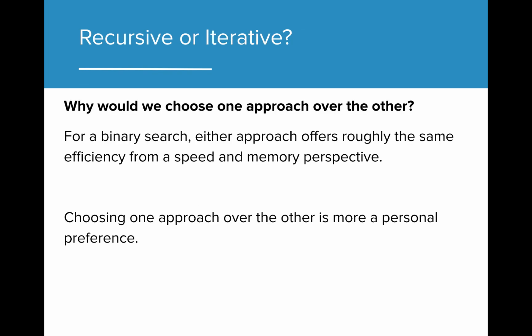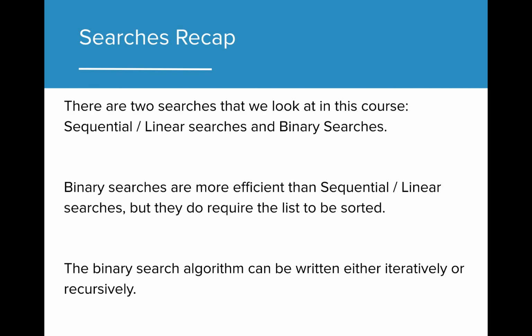Why would we choose one approach over the other? Well, for a binary search, either approach offers roughly the same efficiency from a speed and memory perspective. In this lesson, we took a look at two different search algorithms, sequential or linear searches and binary searches. Binary searches can be significantly more efficient. However, they do require our lists to be sorted.